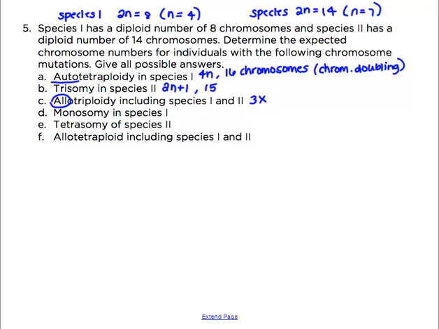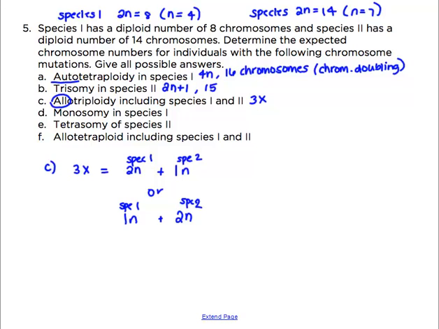Okay, so 3x can have a few possible answers. So let's write that down here. 3x can be from 2n of species 1 and 1n, or haploid, of species 2, or it could be 1n of species 1 and 2n of species 2.